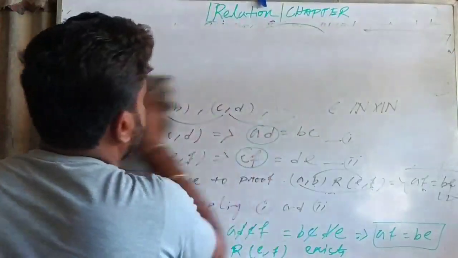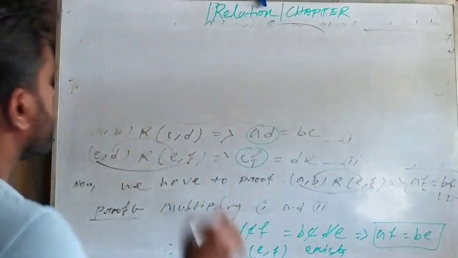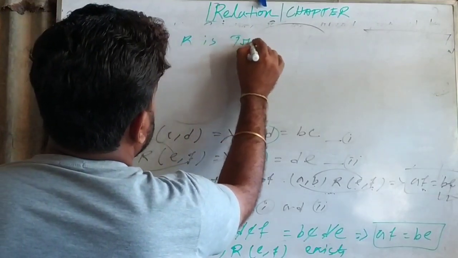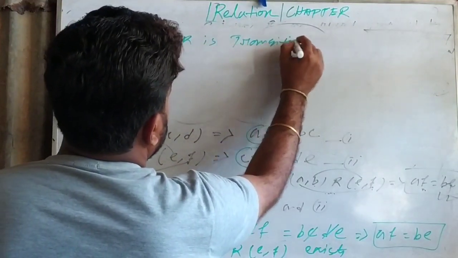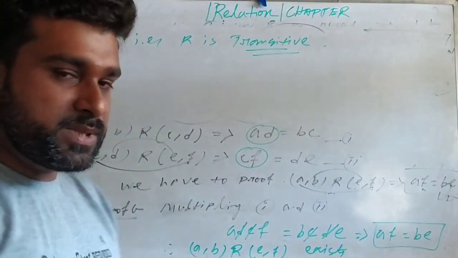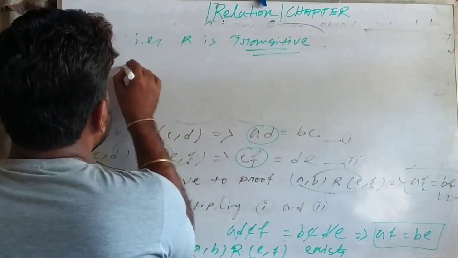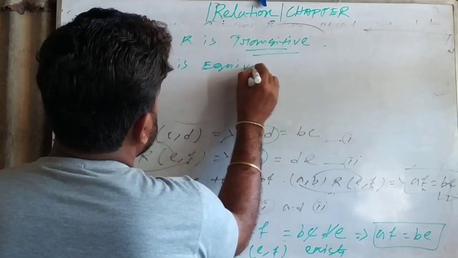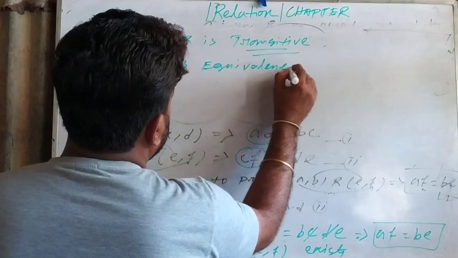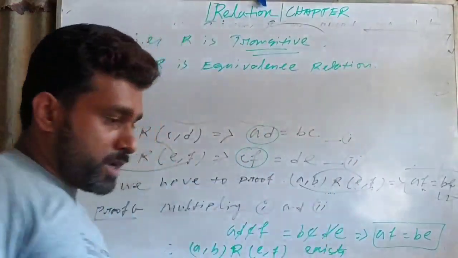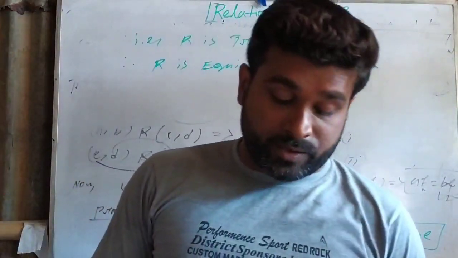R is what? R is transitive. Here you can see R is reflexive, symmetric and transitive respectively. So R is an equivalence relation. Okay. So here R is an equivalence relation. That means here it is proved.